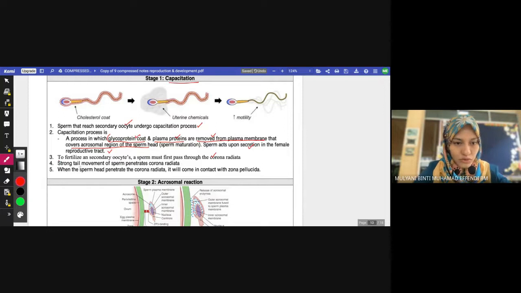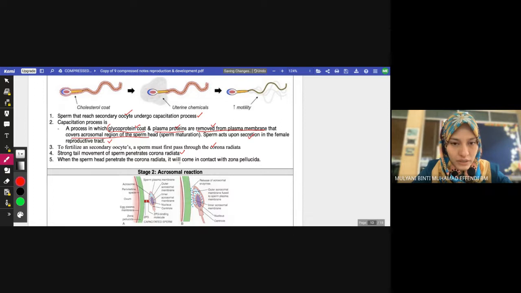Strong tail movement of the sperm penetrates the corona radiata. So for this first stage, one point is to remove the glycoprotein and plasma protein. Another point is to go through the corona radiata. How does it go through? It just moves its sperm tail. It does not need to release any hormone or any hydrolytic enzyme. When the sperm head penetrates the corona radiata, it will come in contact with the zona pellucida.